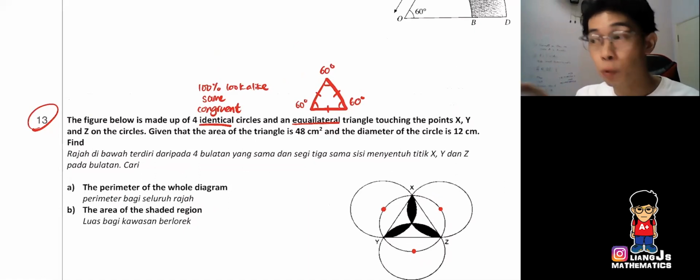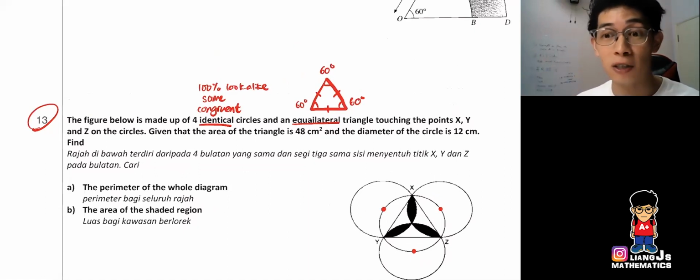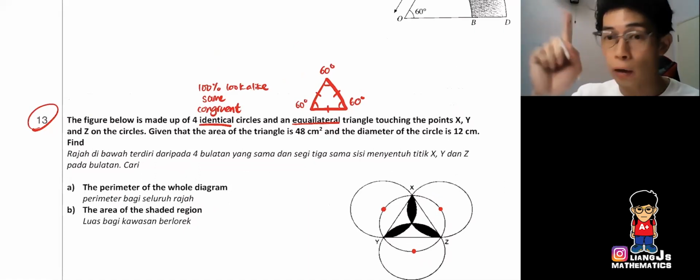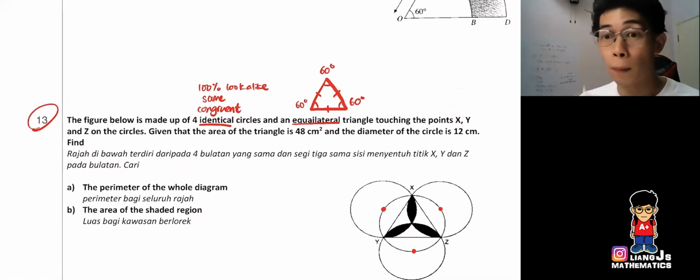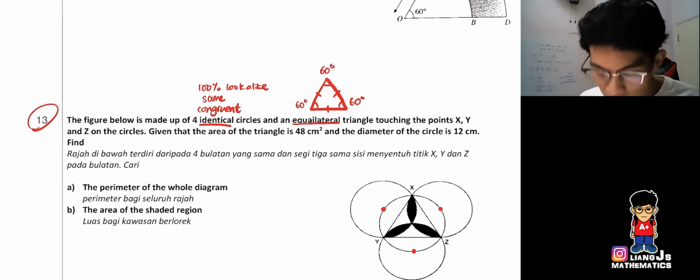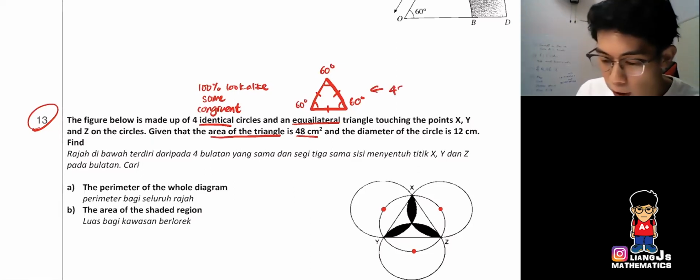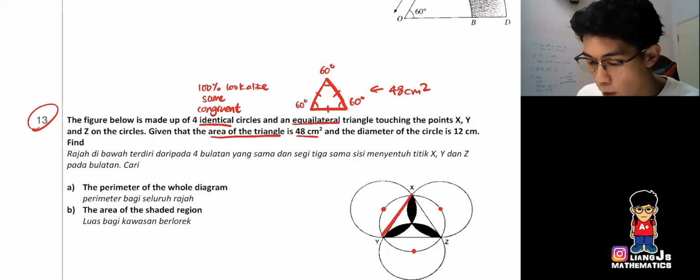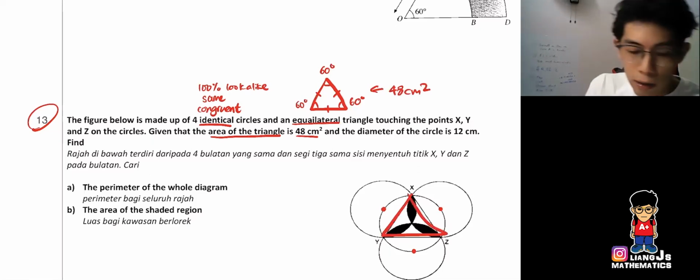Okay, let me go through the questions first. In a while, I'll explain why it touched the center. Later when I draw it to scale, you will know already. I'll draw it into a proper scale. Given that the area of the triangle is 48 cm squared, so it's the one over here. Okay, the 48 cm squared. Okay, good.